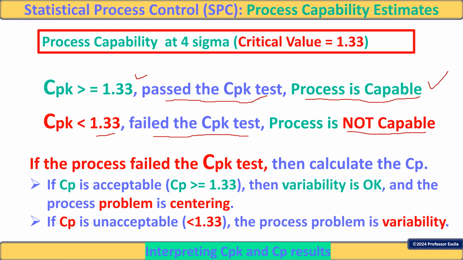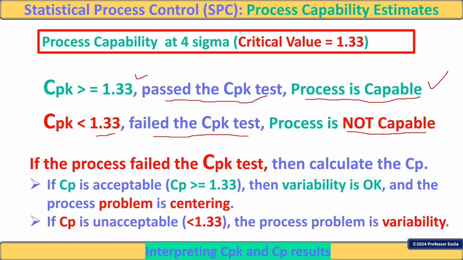So now let's see how we link them together. If the process failed the Cpk test, which means it's not capable, then we will calculate the process capability ratio, the Cp, to see what is causing the problem. So remember that the Cp only tests variability.